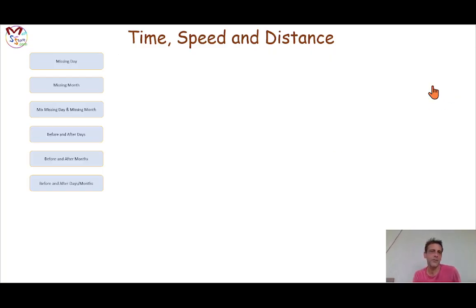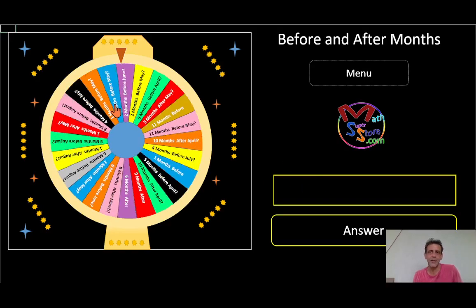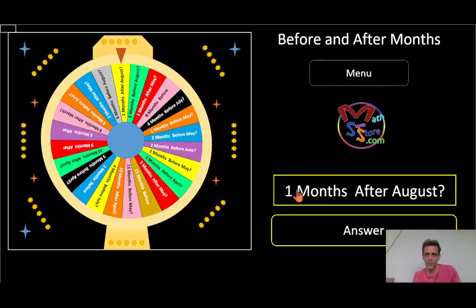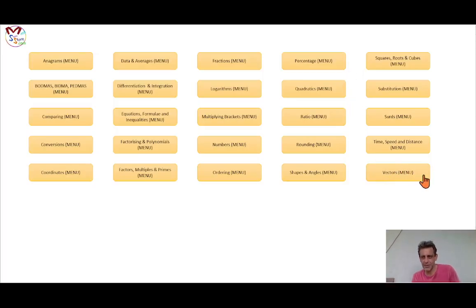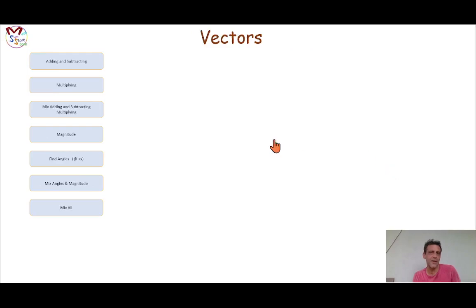And we've got a calendar menu as well. We have the missing day, the missing month, and mix these two. Before and after days, which is 3 days after Tuesday, and before and after months, 2 months before February, and we can mix them. So if we choose this, we'll just get a question, and we've got 1 month after August, September.